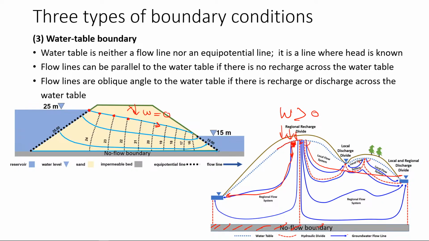Where there was no flow boundary here. And you see here your flow line is parallel to your no flow boundary. Here, your flow line is parallel to your no flow line. So that's all. That's all what you need to do.